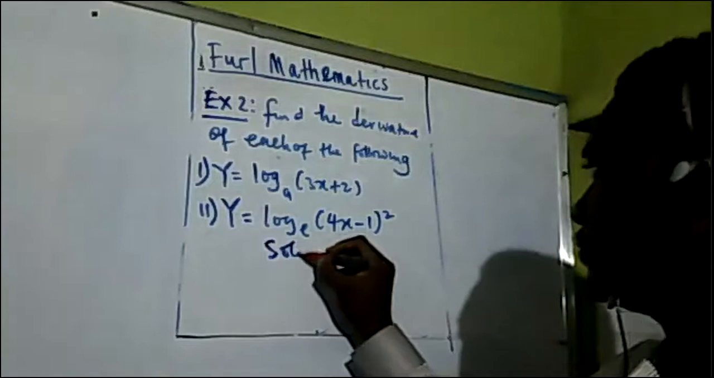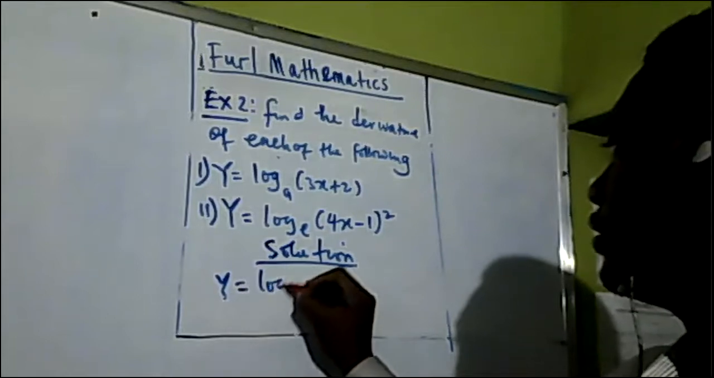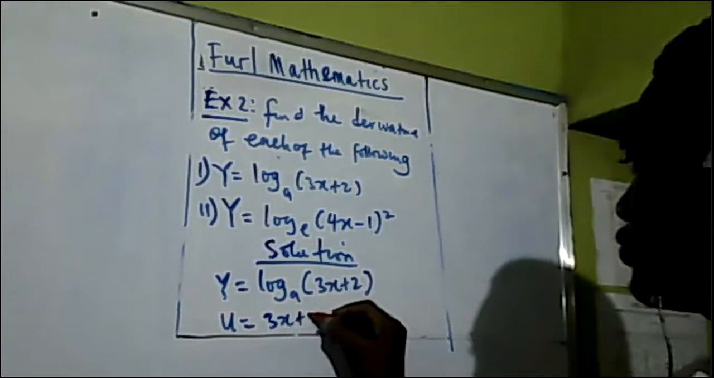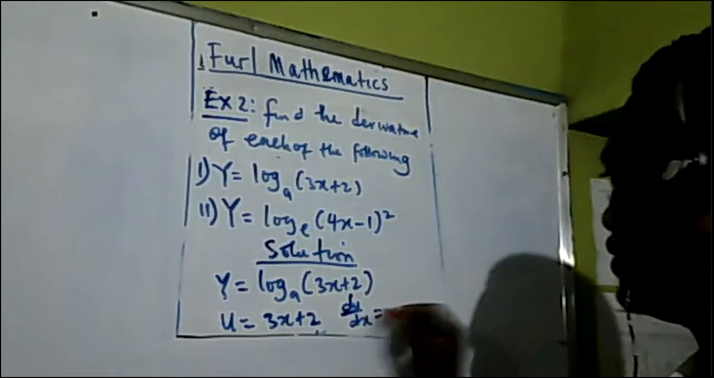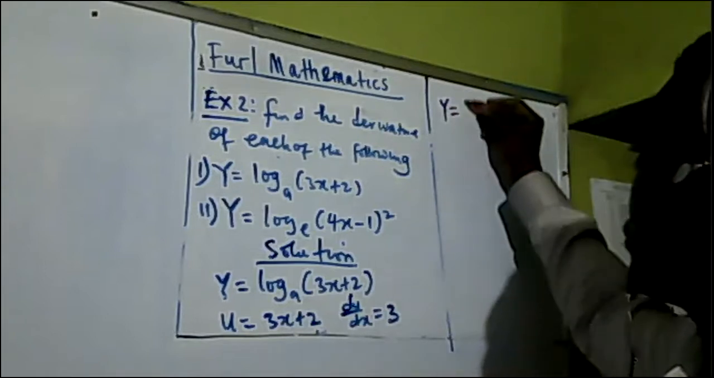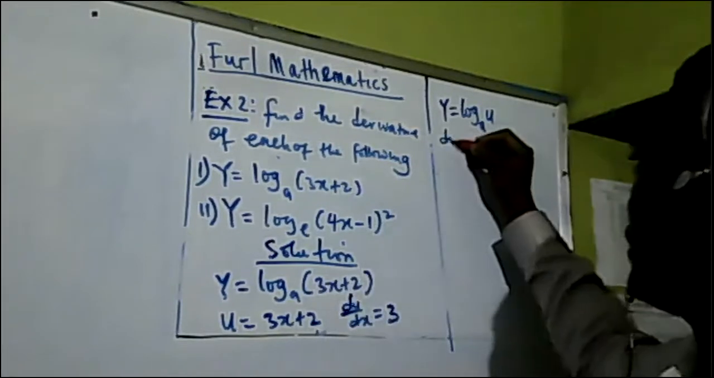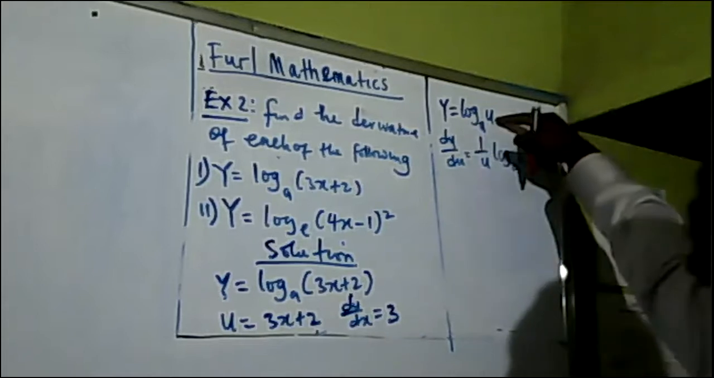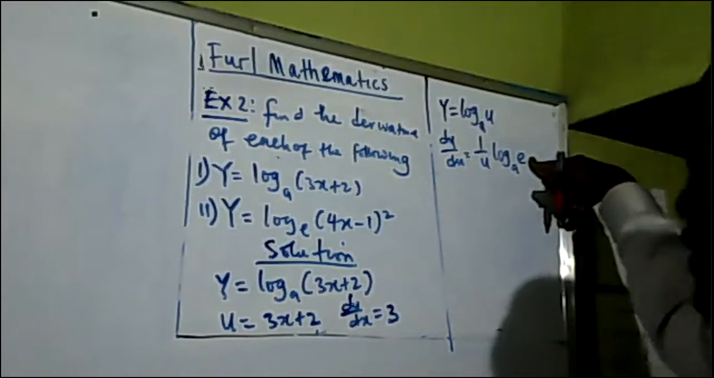So the solution: y is equal to log base a of 3x plus 2. Your u will be this part, 3x plus 2. The du over dx will give us 3, because this one gives us 0, bring down 1, and so on. Our y will now be equal to log a of u, so you replace with u. Our dy over du will give us 1 over u log a e. When you differentiate log, whatever base you have here will come to the front as the inverse, log a e.